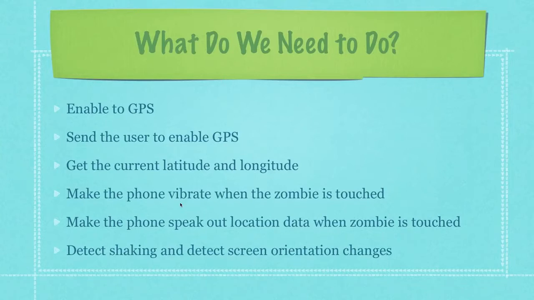Then what we need to do is make the phone vibrate whenever the zombie button is touched. We're also going to have to make the phone speak out location data when it's touched. And we're also going to have to be able to detect shaking as well as detect screen orientation changes. Now you don't have to memorize all this. I'm going to be bouncing back and forth from this to what is called App Inventor Blocks. So let's take a look at exactly what App Inventor Blocks are.